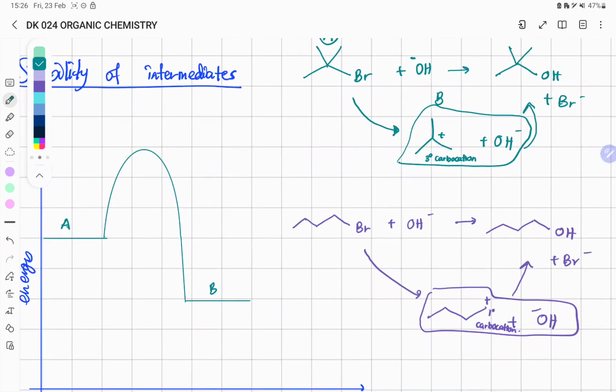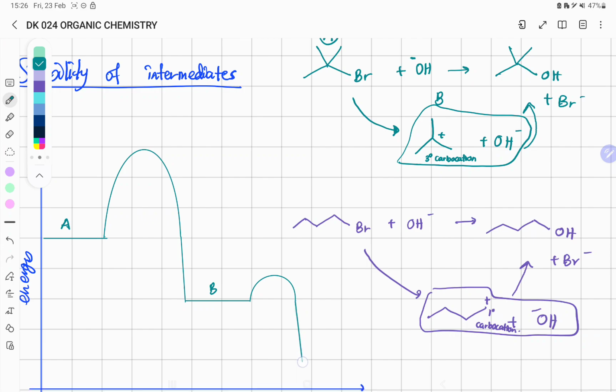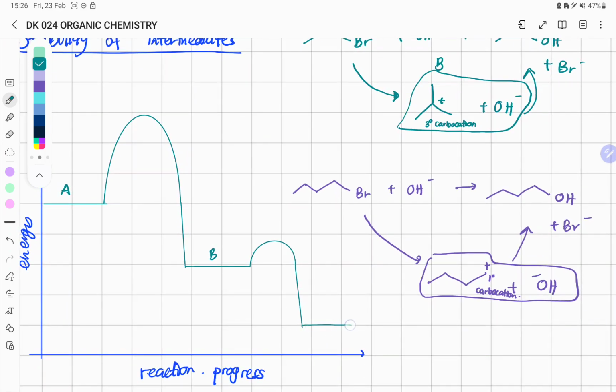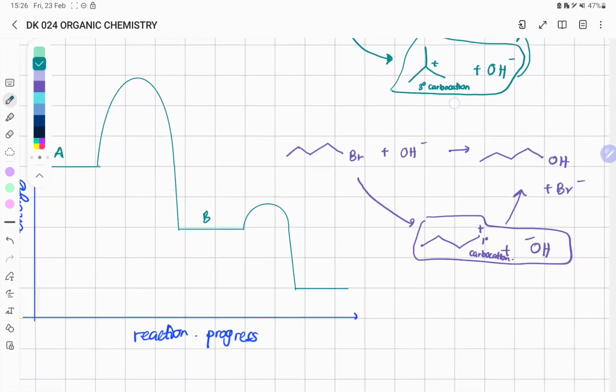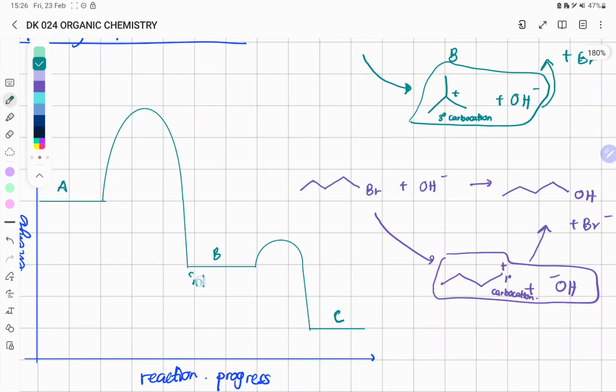So, what happen here is that sebab dia nak hasilkan bond, dia akan lepaskan energy, tapi nak kena langgar dulu, betul? Masih perlukan tenaga, tapi tenaga ni kali ni rendah sahaja. Okay. So dapat ini adalah produknya yang C. So ini adalah intermediate.